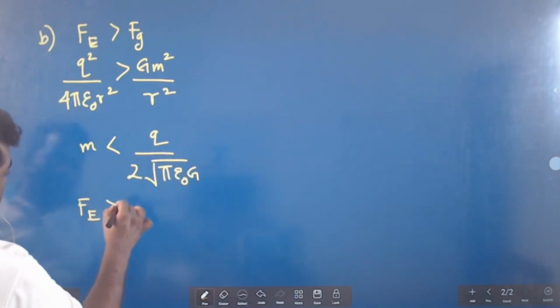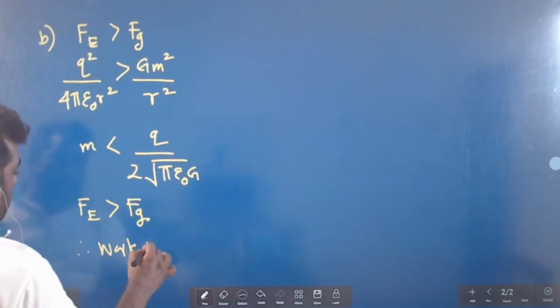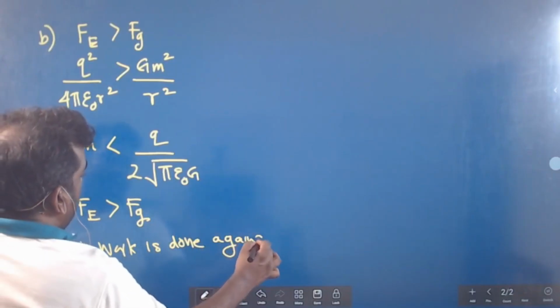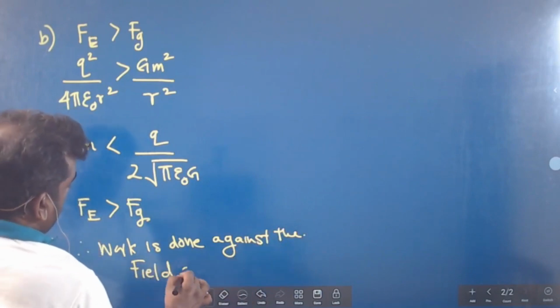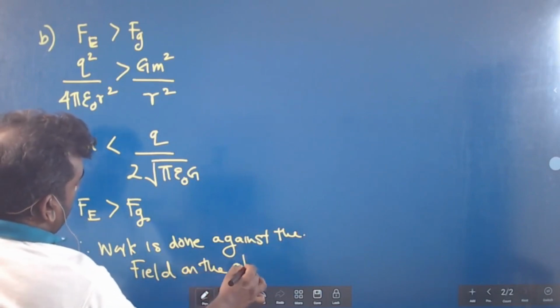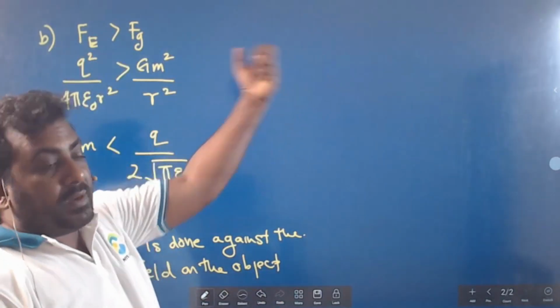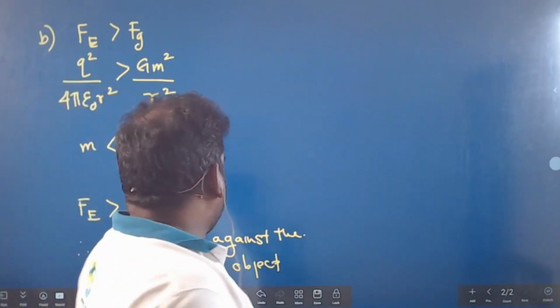Electric force is larger than gravitational force. Therefore, work is done against the field on the object. So if the electric force is larger, the object will keep going away. To bring it back, I must do some external work. Okay.